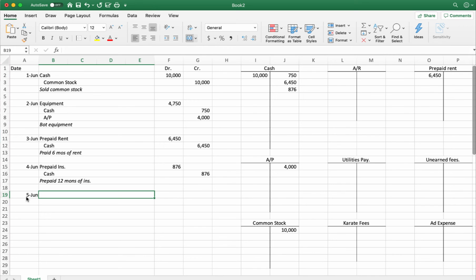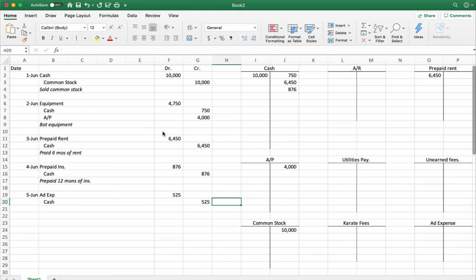Okay? So think about it this way. What month are we in? June. What am I paying for? Advertising expense. Basically, we just identified the accounts, right? We have advertising expense. How do we increase an expense? With a debit. So advertising expense for $525. How do we pay for this? Cash. Cash is an asset. How do I decrease cash? With a credit.